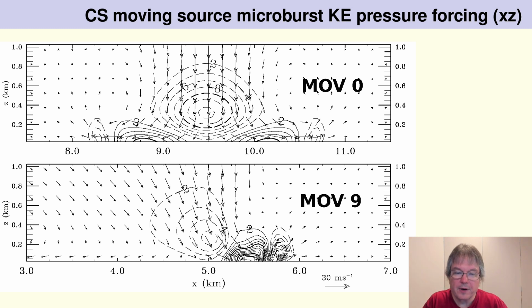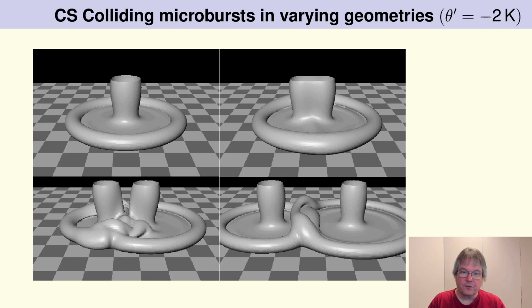But if you just look at the pressure kinetic energy forcing, you focus on the large positive regions. That is where you have the strongest forcing in the horizontal winds. It's all through the pressure term. You develop a pretty strong horizontal pressure gradient, and that accelerates the wind in these moving source cases more than anything else. So now we look at some three-dimensional renderings of these downbursts.